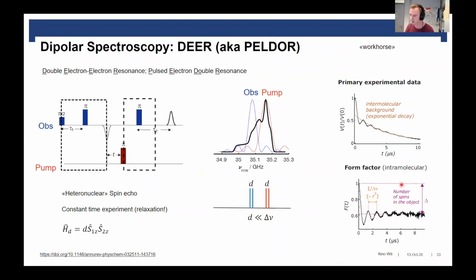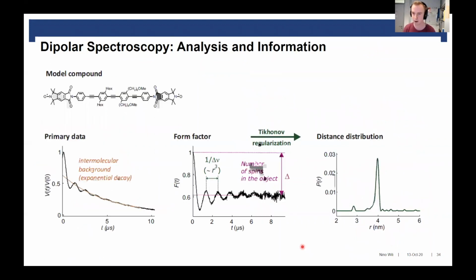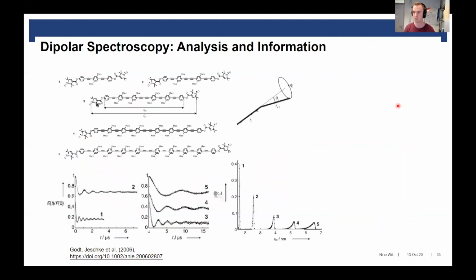How deep this modulation is, is a measure of how many spins you actually invert with the pump pulse. This will usually not be one, because you have to use some of the observer. So that's a typical nitroxide DEER. Now I go very quickly through the rest. We can get a distance distribution by regularization, because it's an ill-posed problem to get a whole distribution just from this measurement. But there are many papers on this, and it was nicely demonstrated that it's possible.